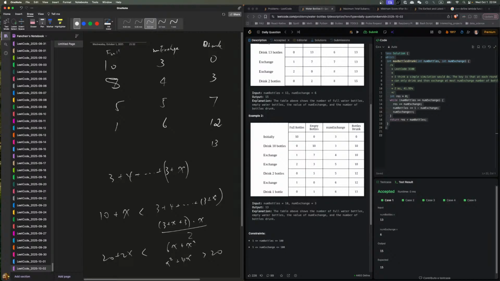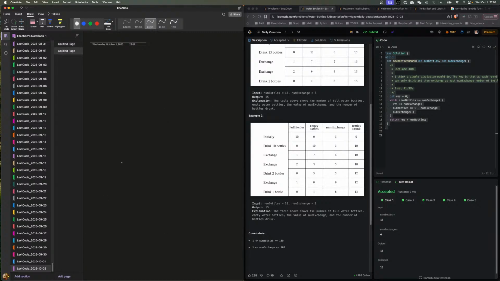The first x, so the first x is equal to 3, which means it's only this, which means we can simplify this because the total number exchange, this is the number that we actually drink, right? And each time we drink, we add 1. So it's just num exchange. We can say num bottles equal to B, and num exchange equal to E.